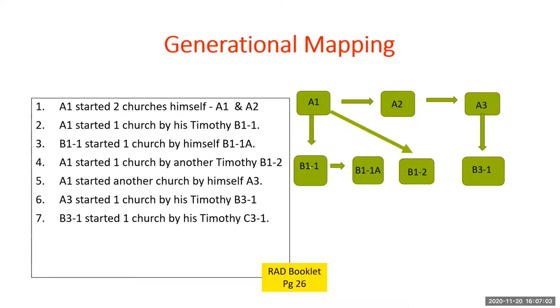B3-1 started 1 church by his Timothy. That means it must be under B3-1. We get C3-1. So here we can see 3 generations started by A1, and today they have 8 churches.